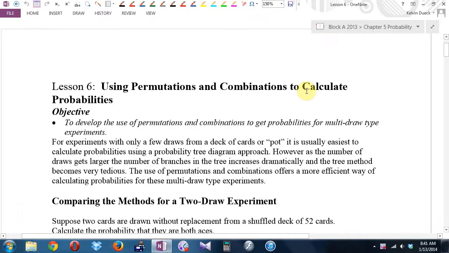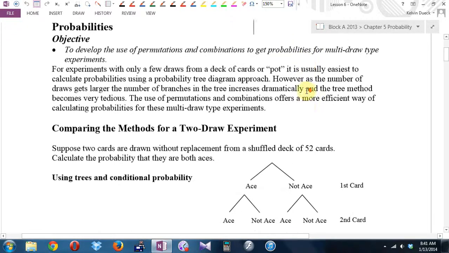And what I wrote here is, for experiments with only a few draws from a deck of cards, like maybe 2 cards, or from a pot where there's bills to pick, a 20, a 10, and a 5, maybe picking twice, it's usually easiest to use a probability tree diagram approach and then multiply down, add across. But as soon as you're drawing multiple cards, anything more than 3, and even 3 sometimes is my limit, or as soon as you're picking more than 3 marbles, the tree method becomes very unwieldy, and we need to use permutations and combinations.